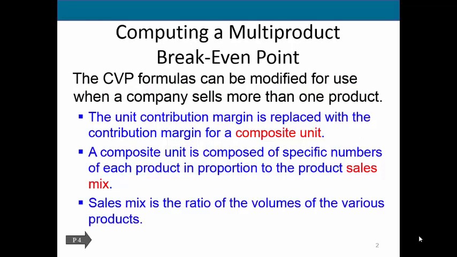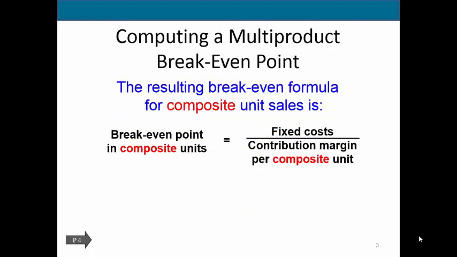So what we're going to do here is we're going to still be calculating break-even point, but first we have to come up with our composite unit. What that is, we're basically going to look at the sales mix of our company. So how much do we sell of product A versus product B, and use that information combined with the contribution margin for each unit to come up with what we call a composite unit.